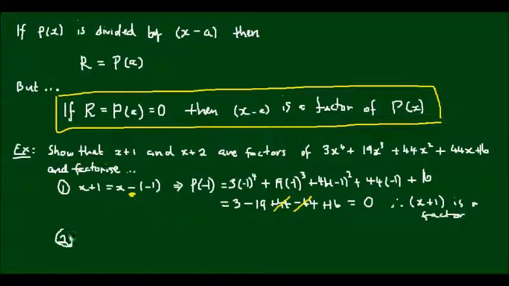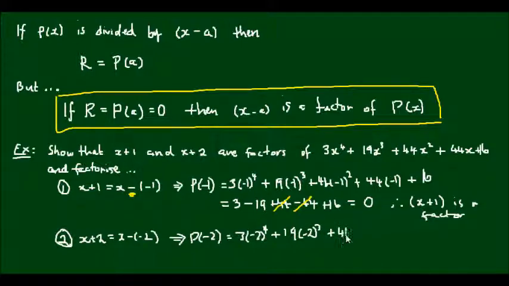Okay, let's look at the case of x plus 2. Again, we should write x plus 2 as x minus negative 2, and again p of negative 2 is equal to 3 times negative 2 to the fourth plus 19 times negative 2 cubed plus 44 times negative 2 squared plus 44 times negative 2 plus 16.